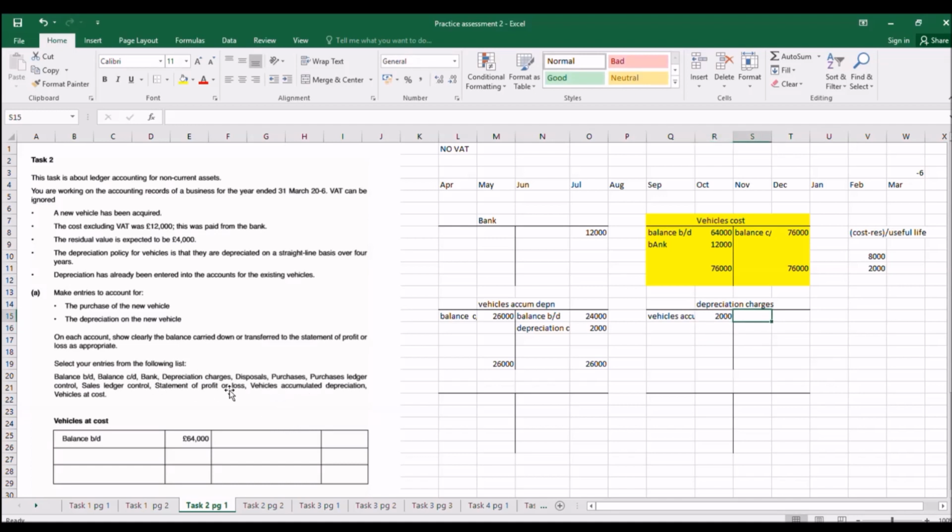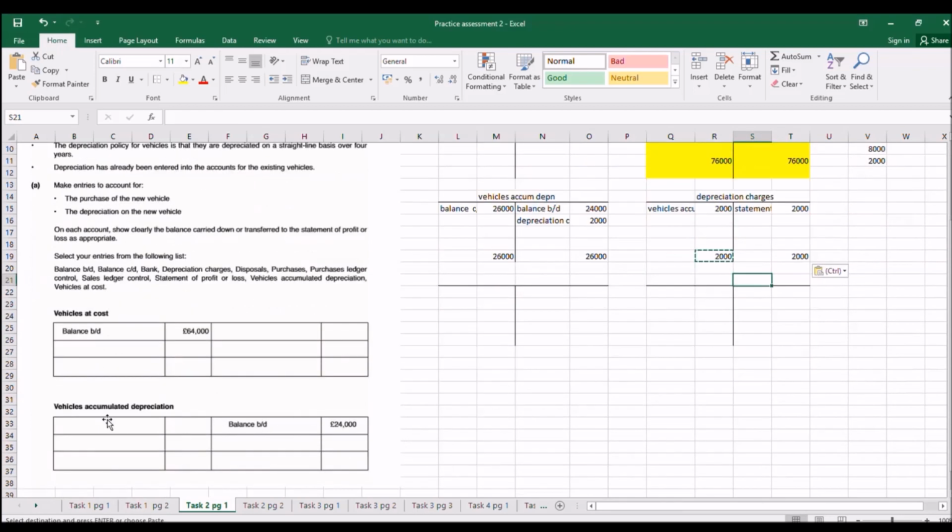What have we got? We've got a statement of profit and loss. So we close that down by transferring it to the statement of profit and loss. And we'll close that down with £2,000 there. And then we'll add that up again. And that then is that account sorted. So that's the cumulative one there.